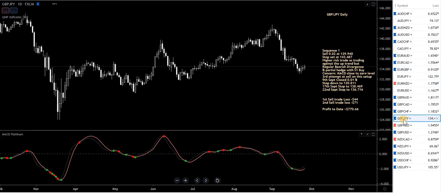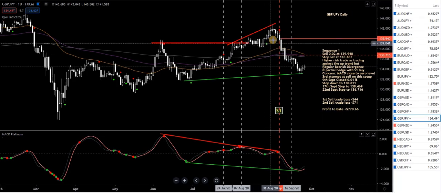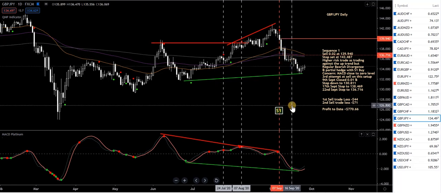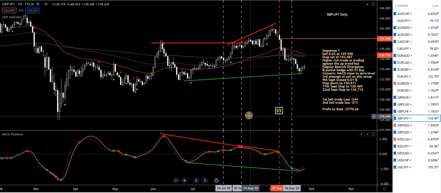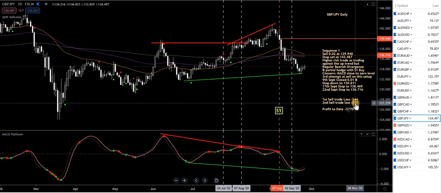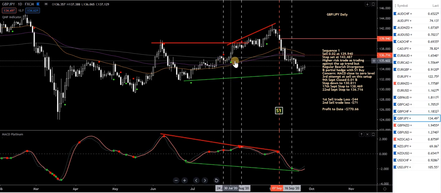Pound yen, let's have a look at that. Hopefully we're in a sell. Yep, we're in a sell up here. Looking good, coming down. This is a warning signal for a buy. These other grey vertical lines were two previous sells I lost on it. So I had a couple of goes at it.